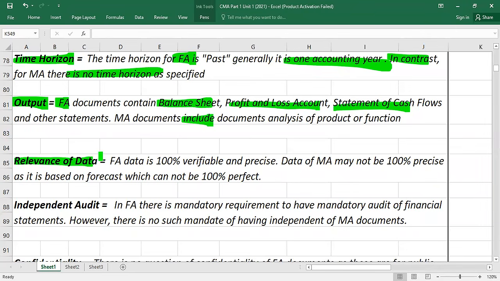Then we have relevance of data. Financial accounting data is almost 100% verifiable. Who is verifying? Auditors, checking whether it is correct or not. But management accounting is not 100% verifiable. The reason is it is sometimes based on assumptions, like budgeting. It is based on your assumptions, which are not verifiable. If you change assumptions, amounts will change.